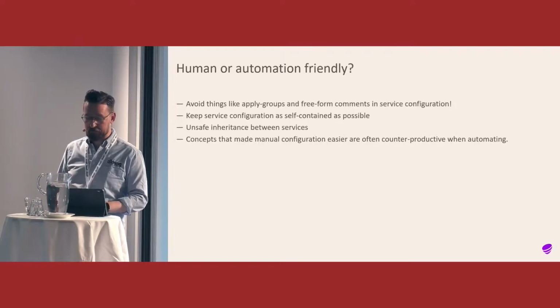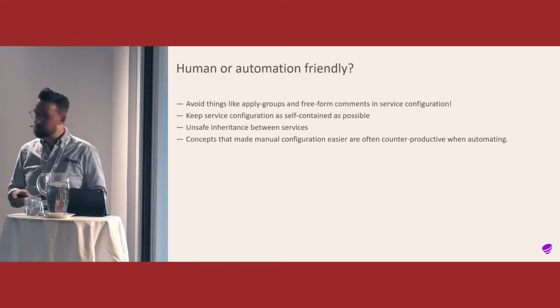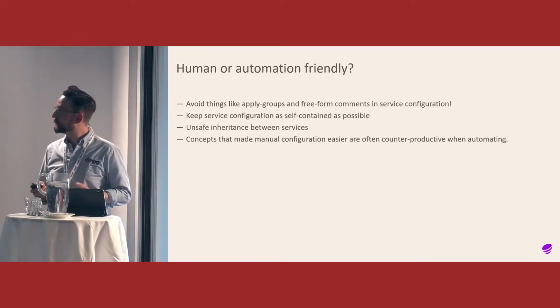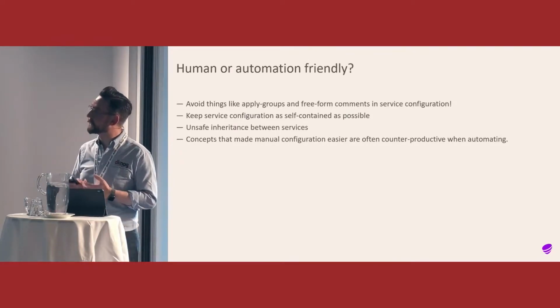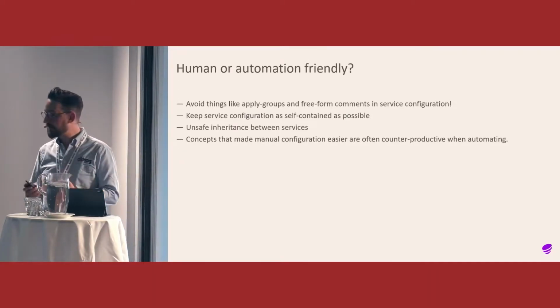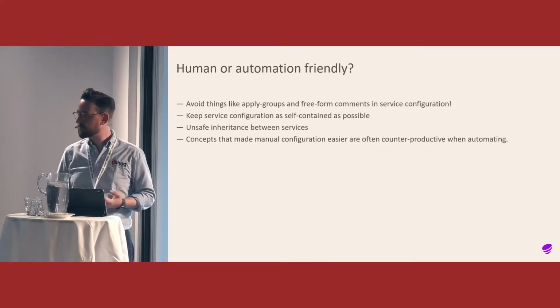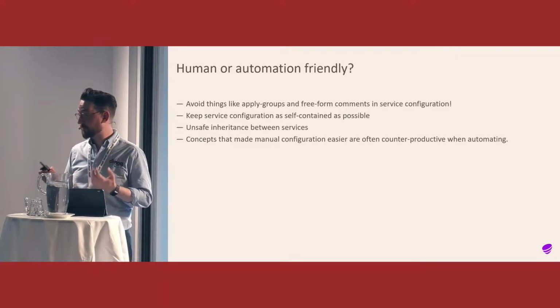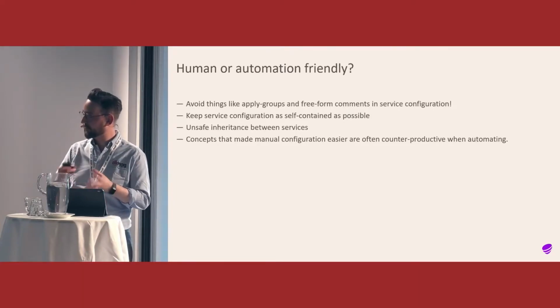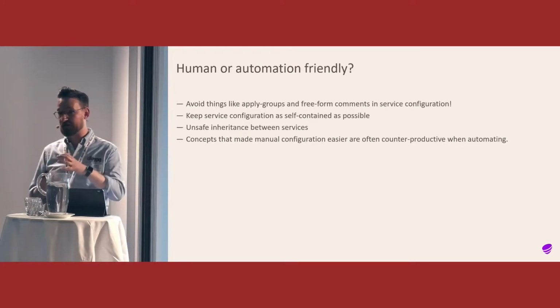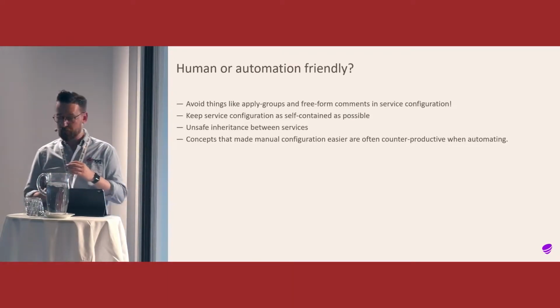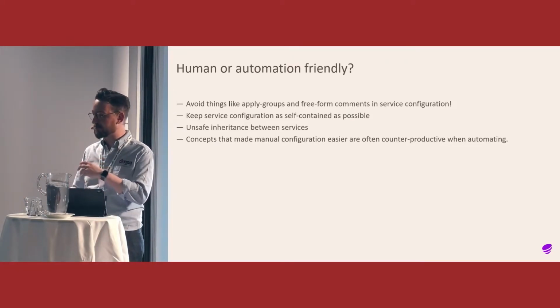Things that could be automation friendly or human friendly are a little bit fluffy to define, but things like apply groups are a clear example of something that's definitely human friendly, but not automation friendly. There are a number of reasons for that. It could be that it's hard to apply and unapply these apply groups. You don't know what they contain. So there's part of the network configuration that you're pushing out that contains stuff that you don't have control over.